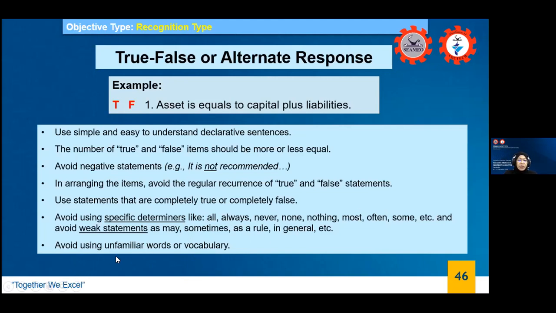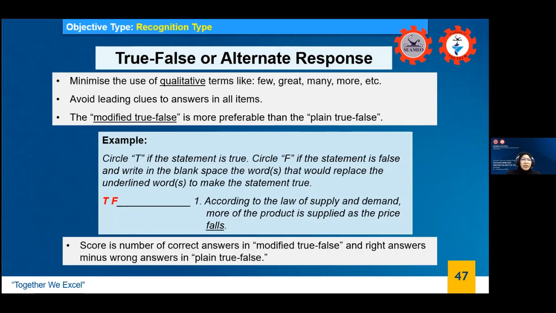Right, and then avoid using unfamiliar words or vocabulary. Okay, meaning to say, do not use jargon. Remember, all test questions will be related or anchored on the performance or learning outcomes. Okay? You are not testing the difficulty, you are testing whether learning has taken place based on the learning outcomes. True or false? Okay, we will stop on this one.